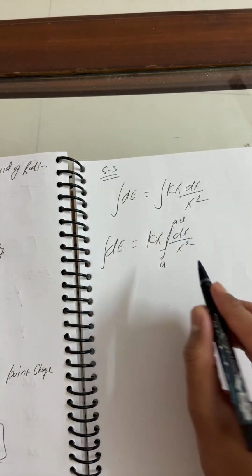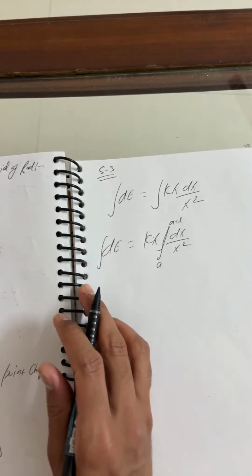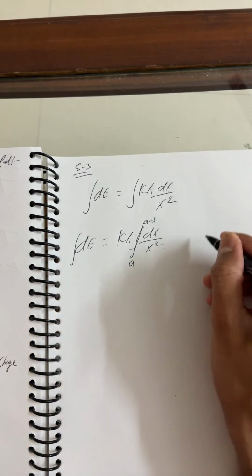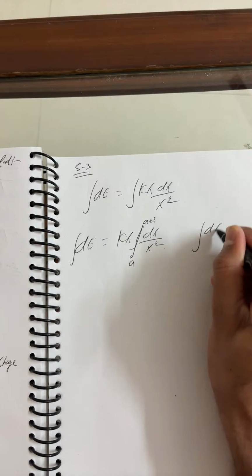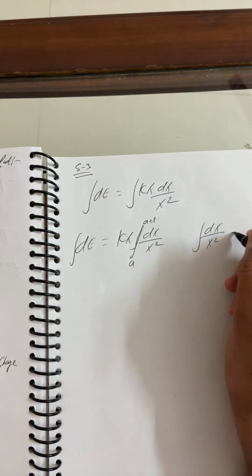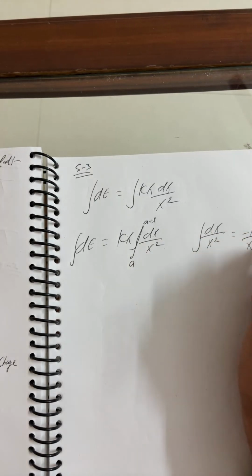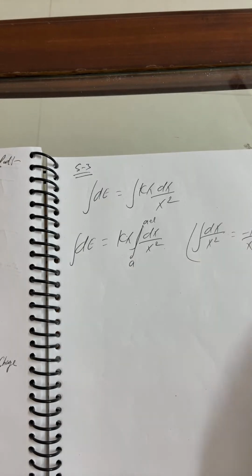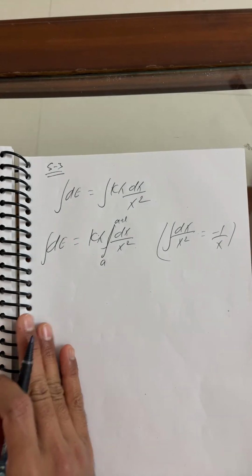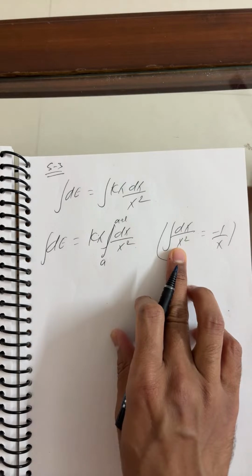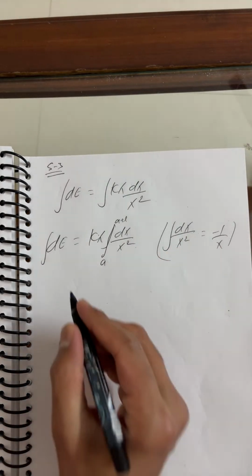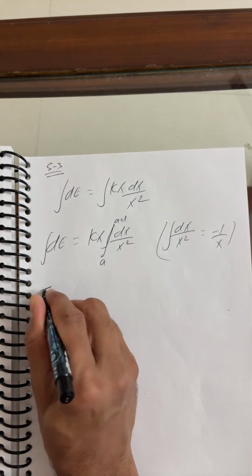Yesterday I gave you, students, the integration of dx upon x square, which you can use here as a result: minus 1 by x. The integration of dx upon x square is minus 1 by x. Just integrate here. So what will we get?